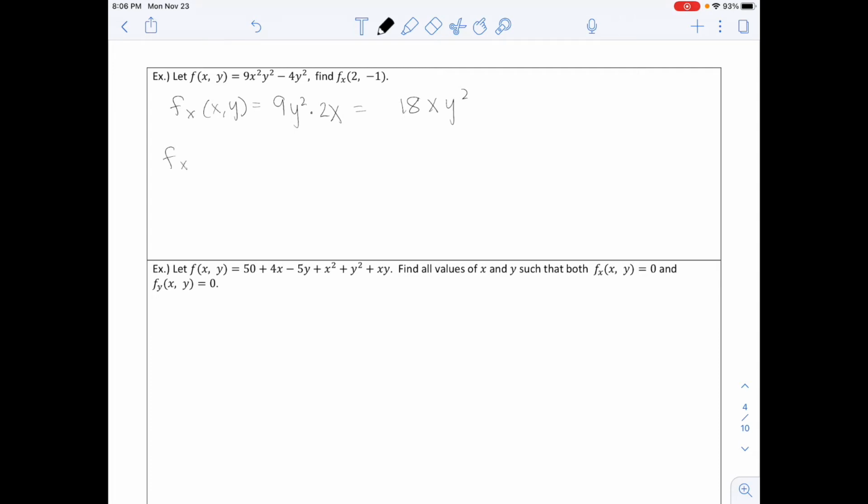From here, you can substitute in the values that we have, which is going to be when x is 2 and y is negative 1. So again, this is x and y. And substituting that into our derivative up above, we have 18 times 2 times negative 1 squared, which works out to being 36.